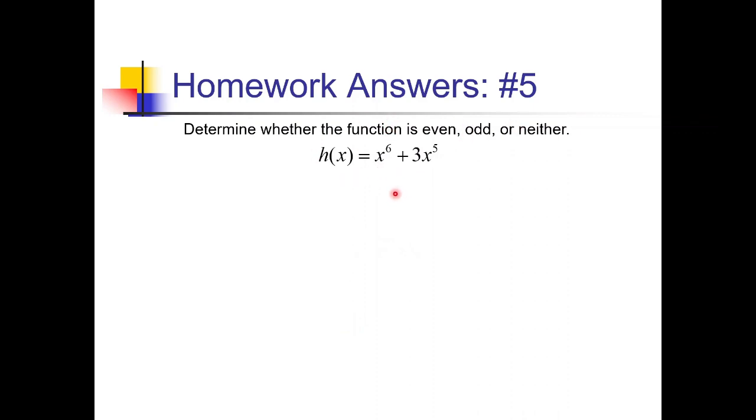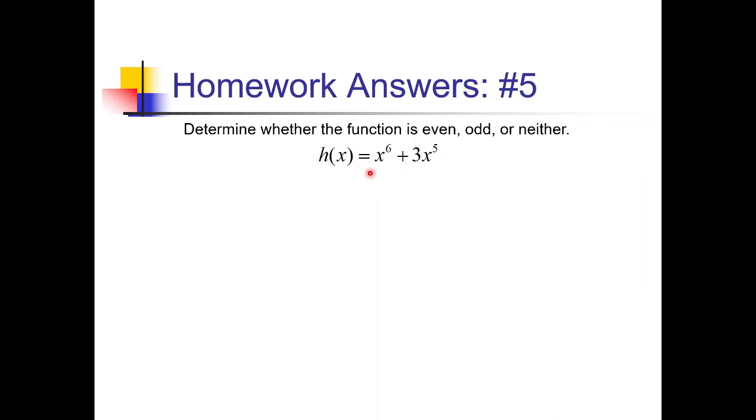So the quick way to do this is, since this is a polynomial, we can look at the exponents and see if they're all even, all odd, or a mixture. Since this is a mixture and it's not all one or the other, that means this is going to be neither. If they were both even, it would be an even function. If they were both odd, it would be an odd function. There's also another way to do this by plugging -x in and getting h of -x and then doing -h of x. I'm actually going to show you that now.